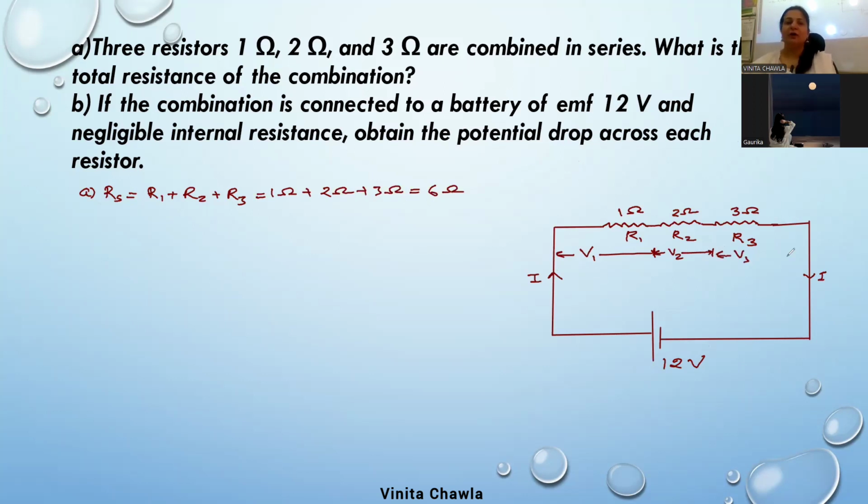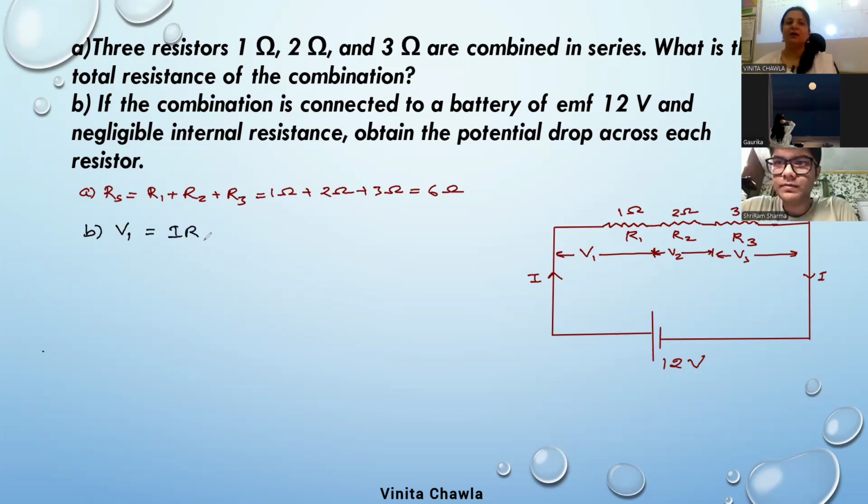So we can easily find the potential drop across each resistor. How will we find it? Potential drop across resistor 1 is V1, equal to IR1, because the current is the same but the value of resistance is different. We have to find the current first. We know the value of R1 but we do not know the value of I and V1 both. We need at least two variables to find the third one. So how will you find the current?